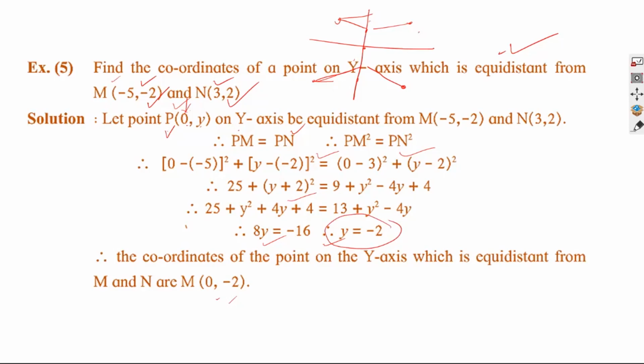The x-coordinate is 0, we know. So this is at -2. I'm not going to mark the points -5 and so on, because it's an arithmetic calculation, not in our diagrams. If the points (-5, -2) as well as the point (3, 2) are equidistant from that point on the y-axis, then that y point is -2. That's it.